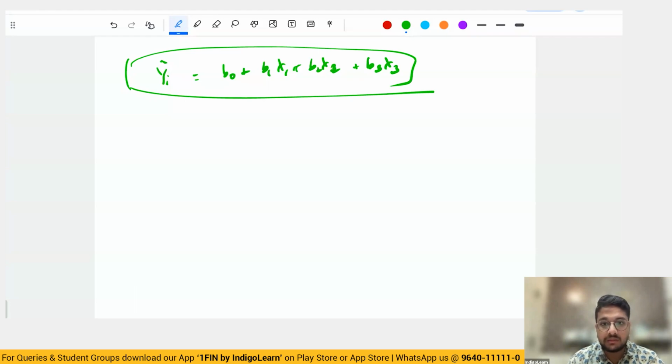Any questions? Anything that comes to mind? No, sir, nothing. Okay. Just once more: this is a very basic view of how multiple regression works.